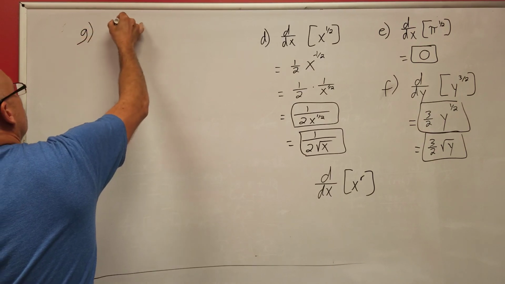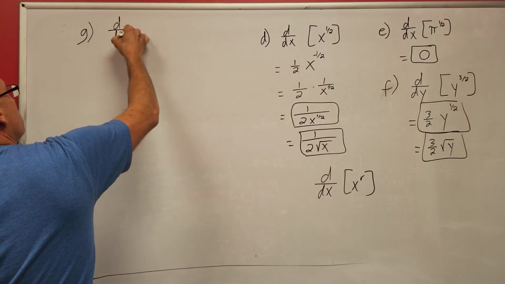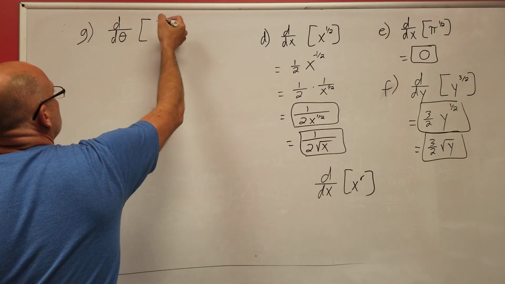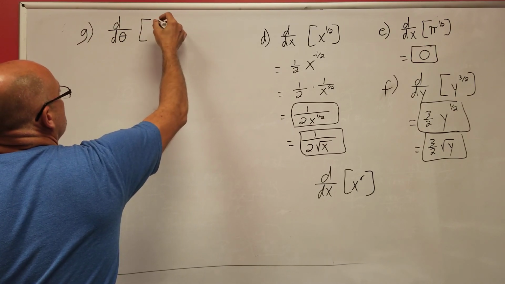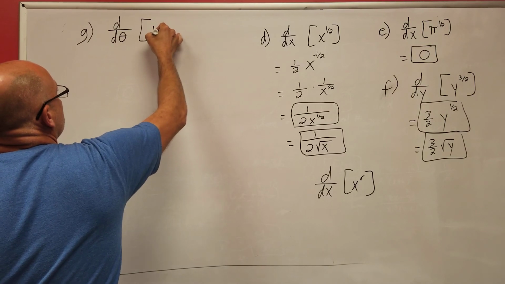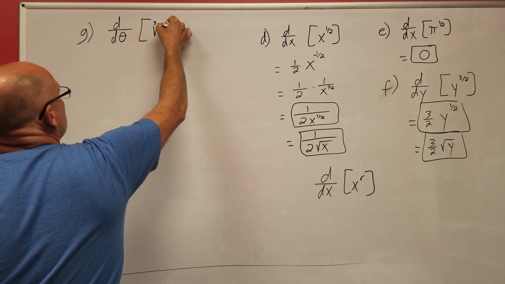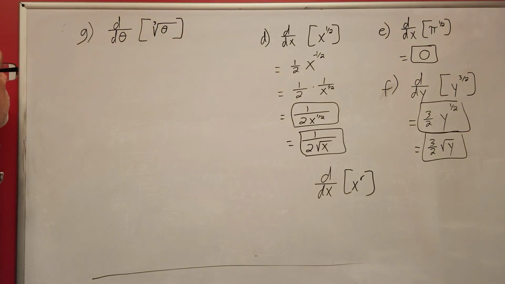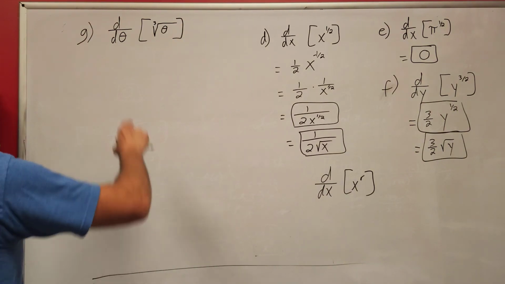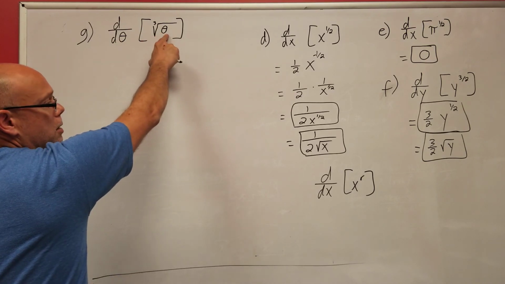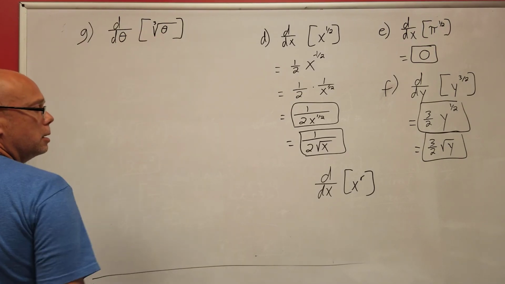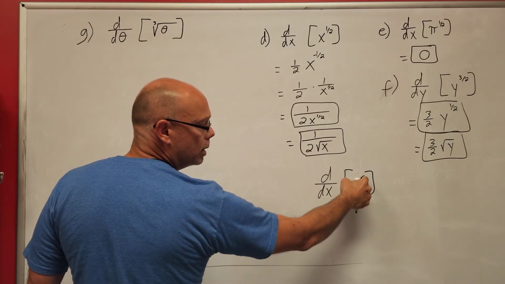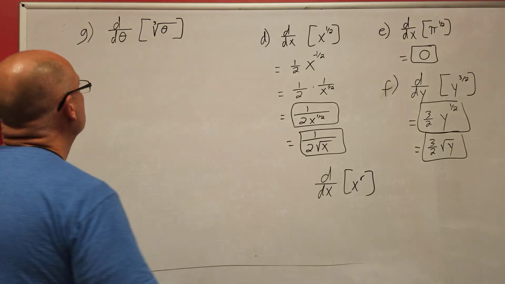Part G. What if I have the derivative with respect to theta this time of, I don't know, maybe something like the cube root of theta. Now notice my theta matches theta here, so that's good. But remember how I want this written? It doesn't matter if it's x or theta here. I want it written as to an exponent.